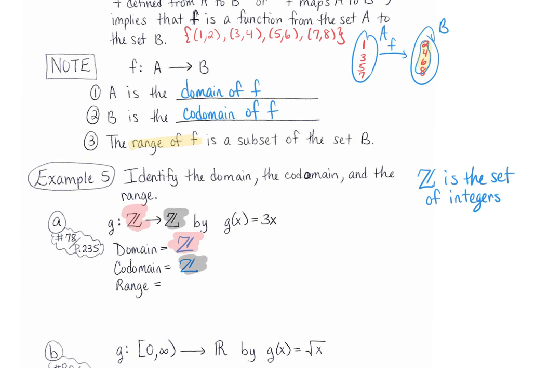And what is your range? You said what? What were you saying? 3x. It's 3x, but x is really a what? A variable. The variable represents what? It's coming from where? It's coming from Z, right?